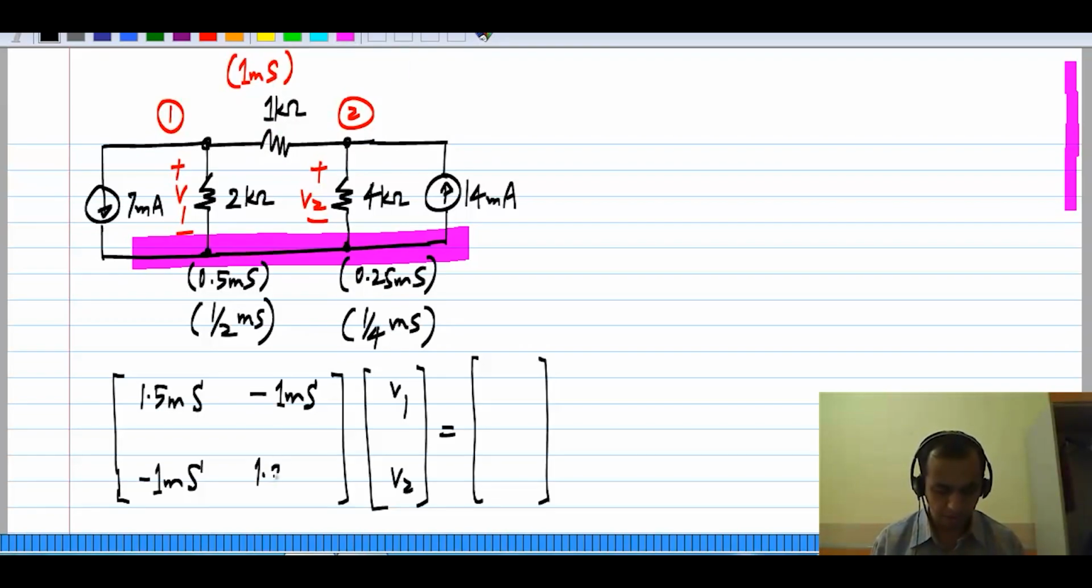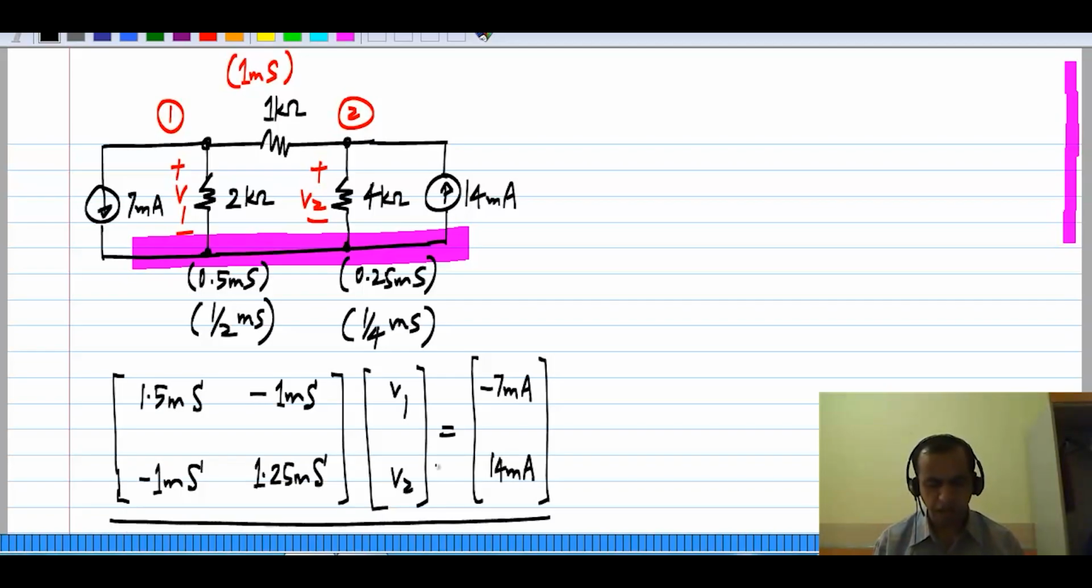which is 1.25 millisiemens. Okay, and on the right side we have the vector of currents being pushed into nodes 1 and 2. What is being pushed into node 1 is minus 7 milliampere because 7 milliampere is being drawn out of it. So this is minus 7 milliampere, and what is being pushed into node 2 is plus 14 milliampere. Okay, and we have to solve this, right?